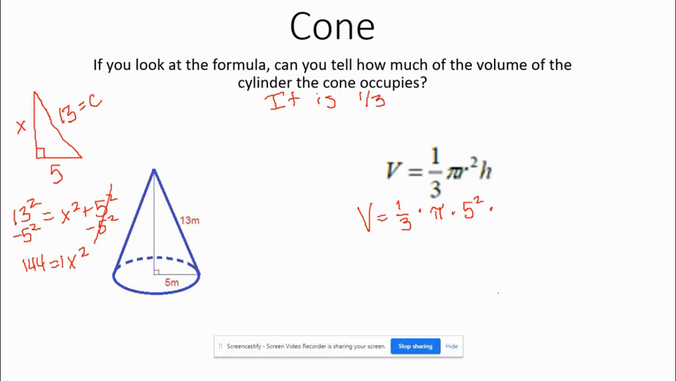How do I undo a square? I take a square root. The square root of 144 should be 12. So my height here is 12. So the general height is 12. That's what we're going to put here. And now we've just got to simplify this.